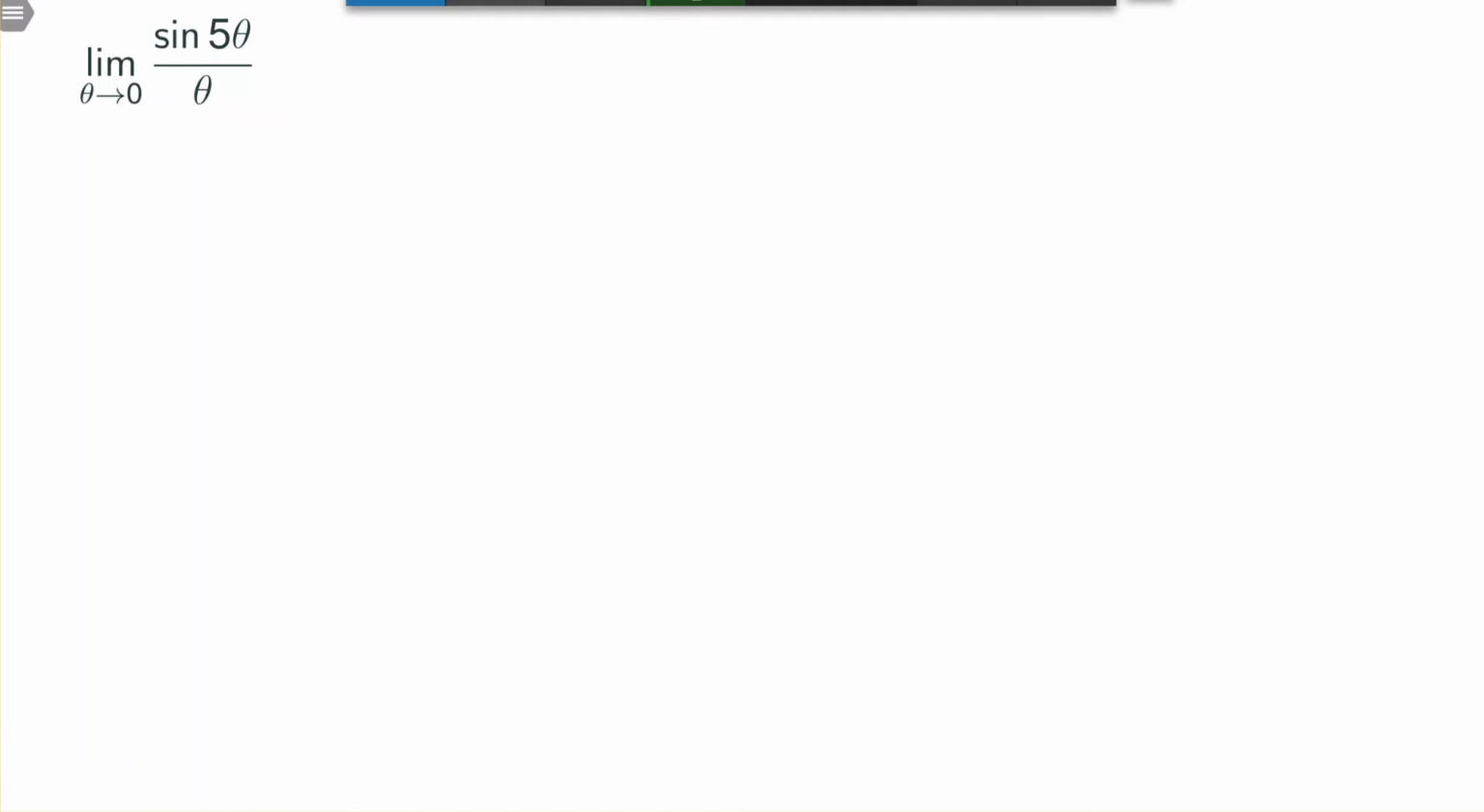Let me write it here. Sine theta over theta, as theta approaches 0, is always 1. So the important part of this limit is that the argument for sine, which is the input of the sine function, and the denominator must be the same for this to work.